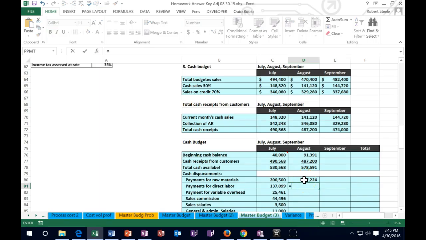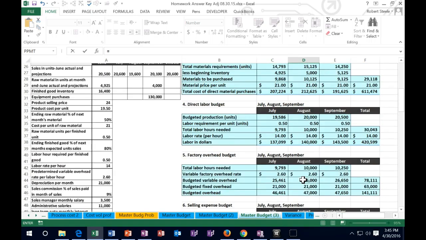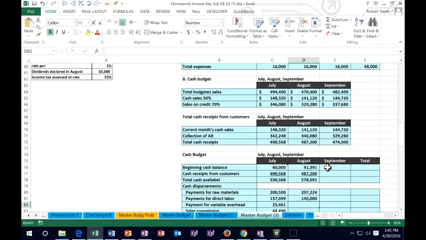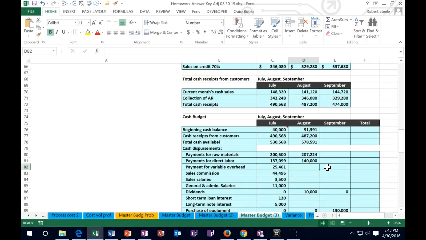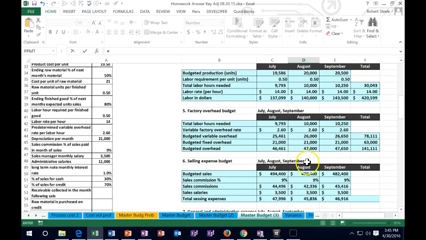Payments for direct labor, I'm going to say that equals, and we're going to scroll up to the direct labor area. And that's going to be the same month of August because we paid that in the month we used it. And then we're going to have payments for the overhead. We're looking for the variable overhead. We're going to select equals, scroll up, and we're looking for the factory overhead. We're looking for the budgeted variable overhead right here. And so that's going to be the 26, enter.